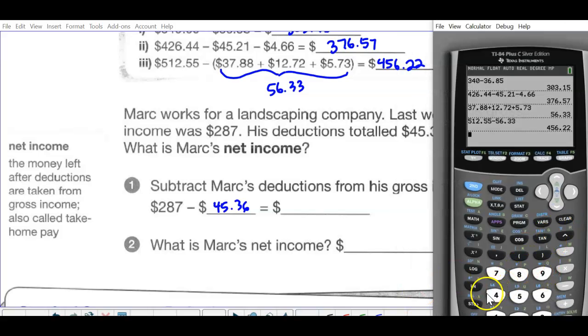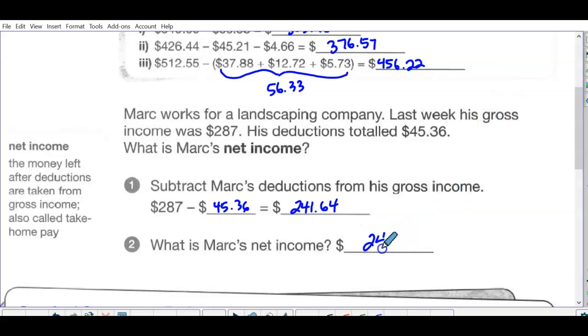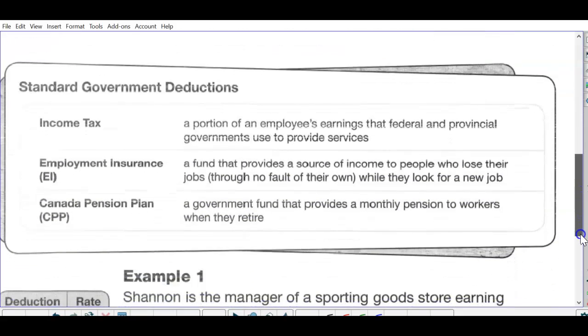Okay, but you want to know the difference between gross income and net income. Really, it's a bit of a hint if you're given what the deductions are. If you don't know what they are, you can't calculate net income. So yeah, so that's his net income. Okay, and here on the left it says what is net income? It's the money left after deductions are taken from gross income, also called take-home pay. It's what you can take home.